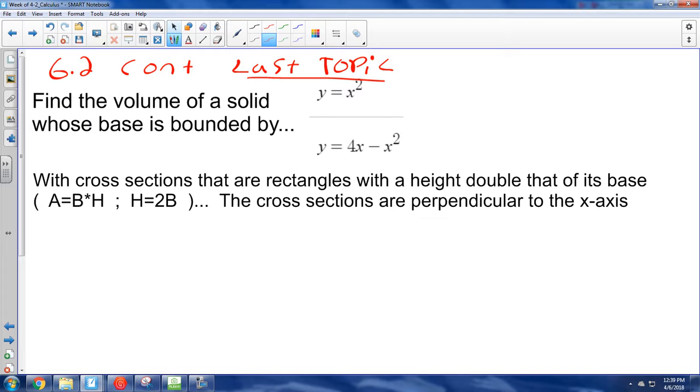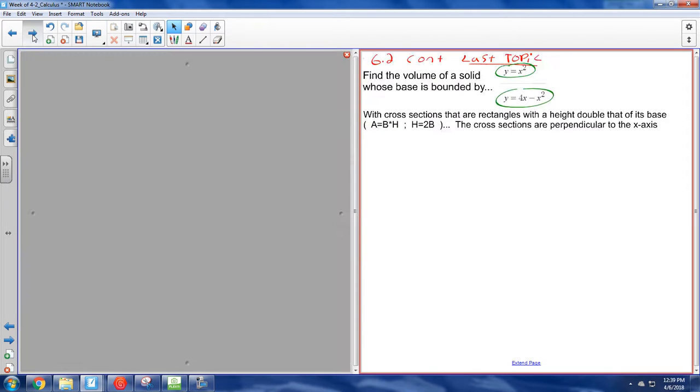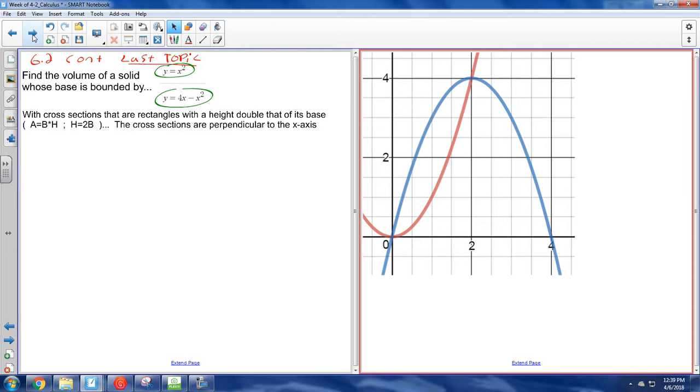So find the solid whose base is bounded by these two equations. You can use the podium. We got this equation, we got this equation, and I think on your notes I have a graph that shows that. So I'm going to split the screen now. This is the graph of those two equations, and I think you've actually seen these if you did the circuit training, so you have a pretty good familiarity with them.